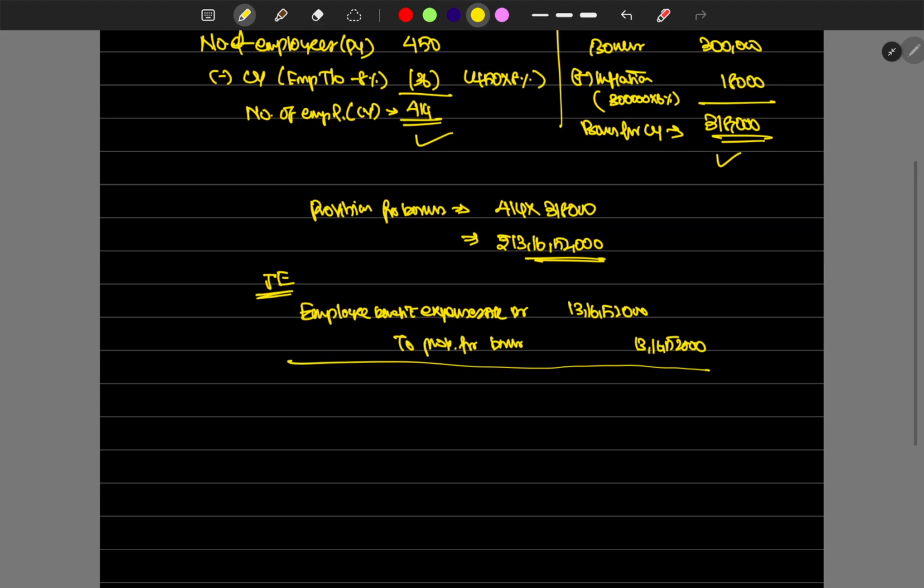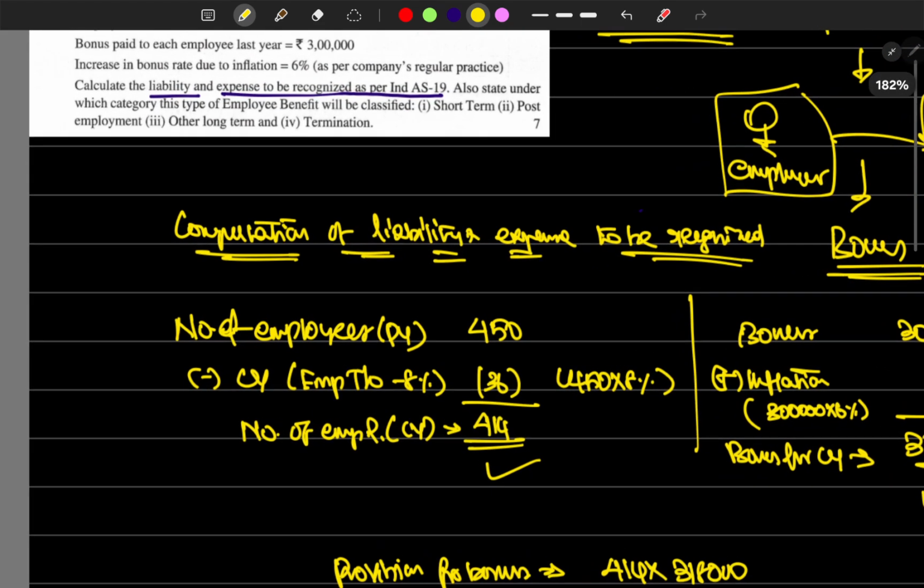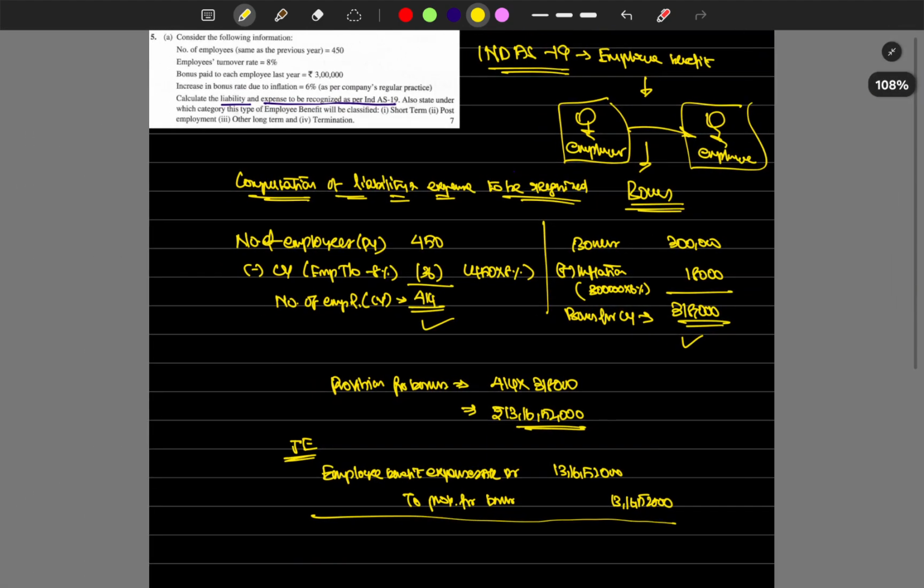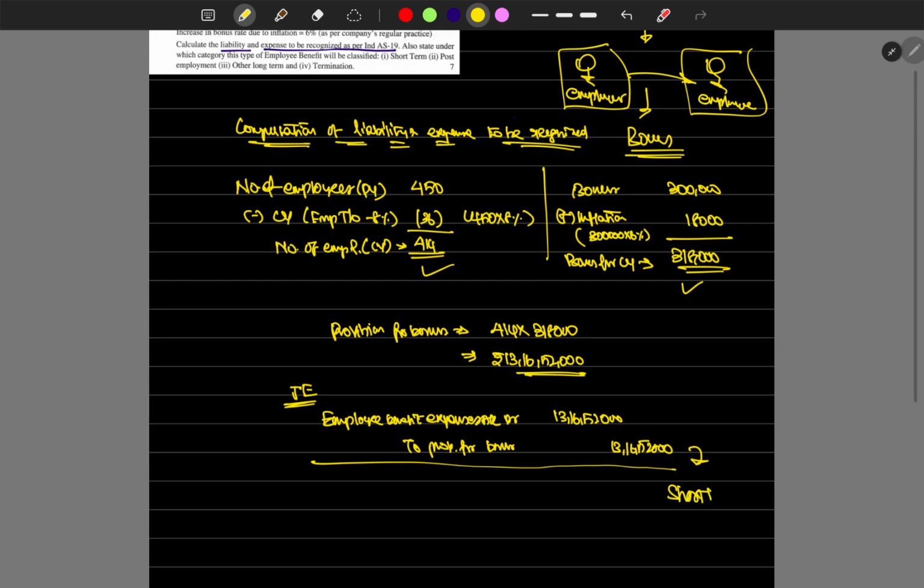Further, what has been asked in the question is this: we have found out that this is the liability for the company, which comes under short term provisions, that is, under current liabilities. In Schedule 3 we came across one line item which is short term provisions, so it has to come under current liabilities in the balance sheet.